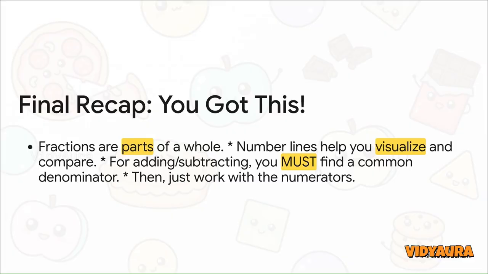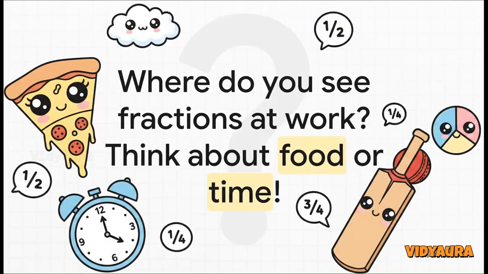Let's do a super fast recap of everything we learned today. You've got this. First, fractions are just parts of a whole. Second, number lines are awesome for seeing how big a fraction is. Third, the golden rule. To add or subtract, you must find a common denominator using the LCM. And finally, once the bottoms are the same, you just add or subtract the tops. You have all done an excellent job today. So you're basically a fraction master now.